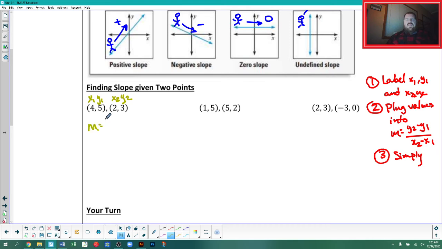And typically I'll rewrite the generic form of the formula: y2 minus y1 over x2 minus x1. And then it's just a replace. I take every one of those values and replace it with what I've assigned to it. I've assigned y2 to be 3, so I'm going to put a 3 here. I've assigned y1 to be 5, so 3 minus 5, over x2 is 2, minus x1 is 4.